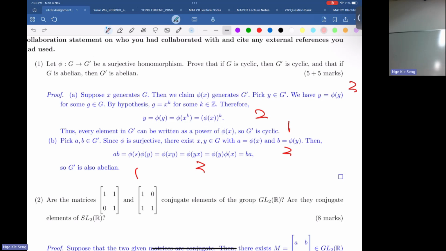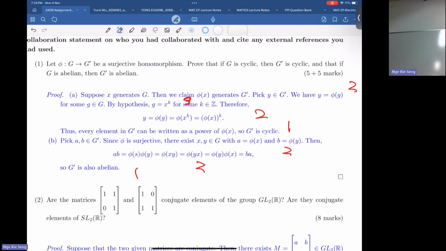Some of you, when you write k in Z, don't write "for some", I take one mark off. You don't quantify your variable. This is what we discussed just now. If you don't quantify your variable, your sentence might be true or might be false sometimes. So you need to put the quantifier here: there exists some.